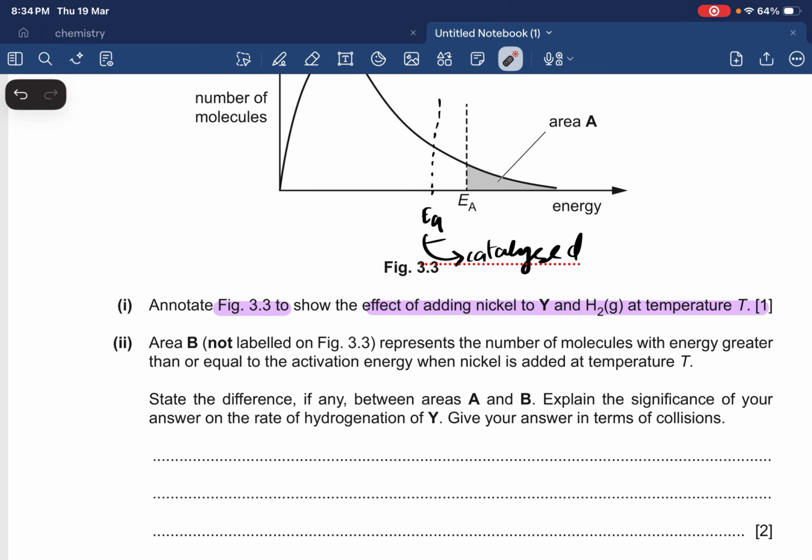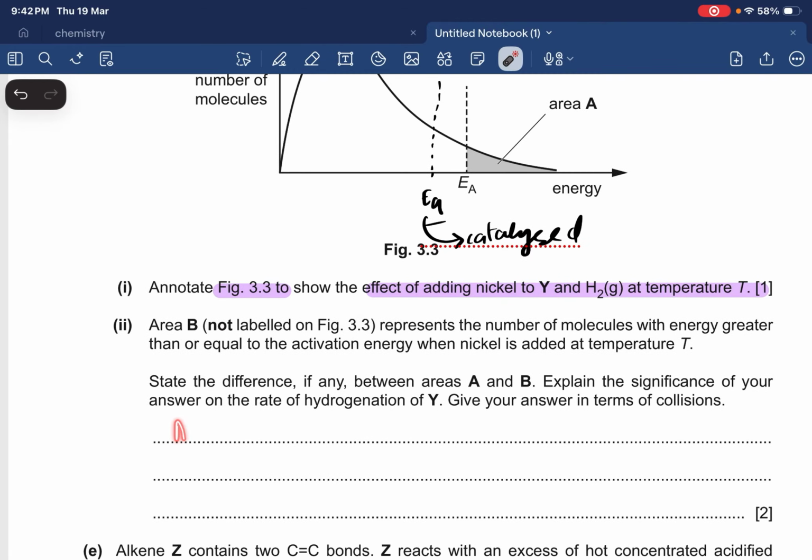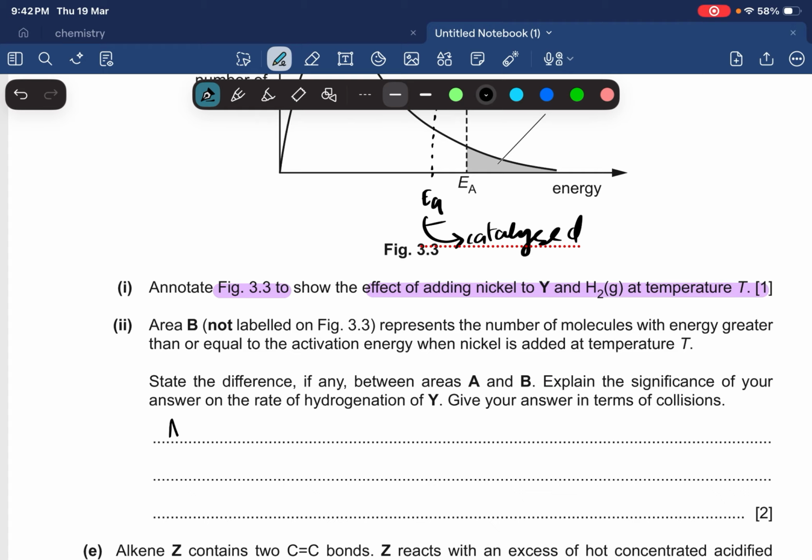State the difference, if any, between areas A and B. Explain the significance of your answer on the rate of hydrogenation of Y. Area B is larger than area A, because there's a very important word: explain in terms of the significance of the hydrogenation. Give your answer in terms of collisions.